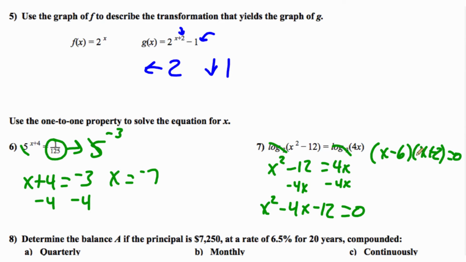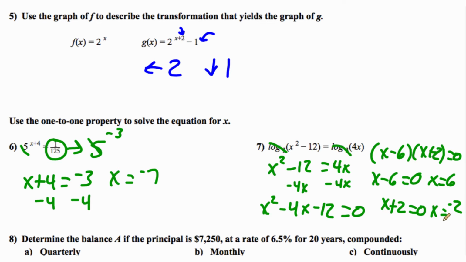And now that we have it factored out, what we're going to do is set each factor equal to 0. So x minus 6 equals 0. We'll add that 6 over and we'll get x equals 6. And if we take that x plus 2 and set it equal to 0, we get x equals negative 2.